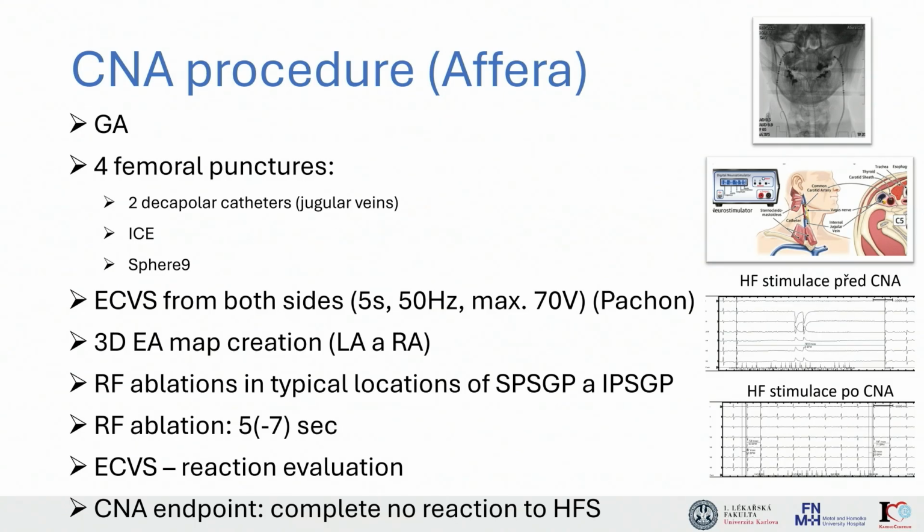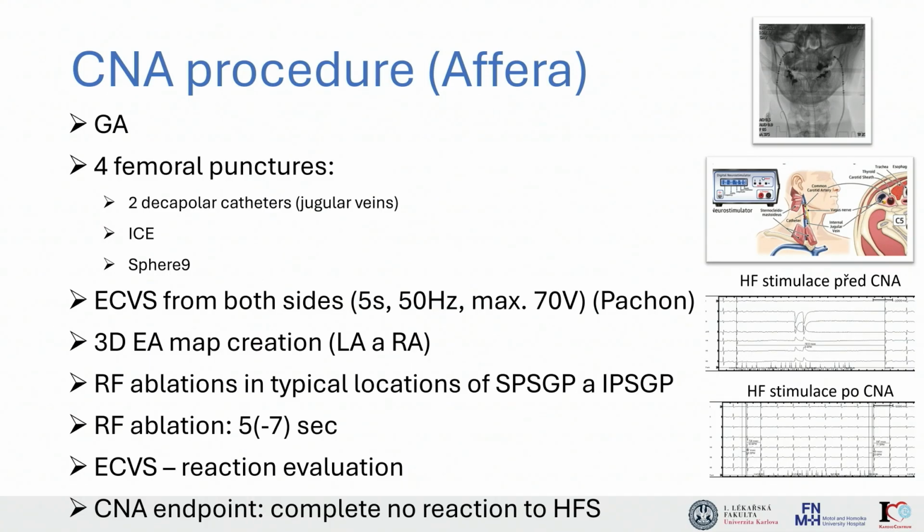We use 2 decapolar catheters for jugular veins, for vagal stimulation. We use intracardiac echo, and we use the ablation catheter as well. So we start with this provocation, with the high-frequency stimulation in both jugular veins. So we have the Passion system.